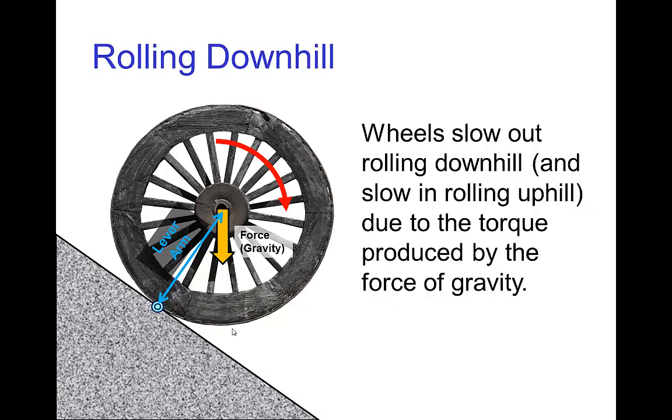Similar thing happens with a wheel rolling. So we have the lever arm being from the rim of the wheel to the center of the wheel, force of gravity acting, pulling on the center of the wheel. In this case, if it's on a constant incline, then the torque will stay constant because the wheel is round, and so this angle stays constant as the wheel is turning and rolling downhill.